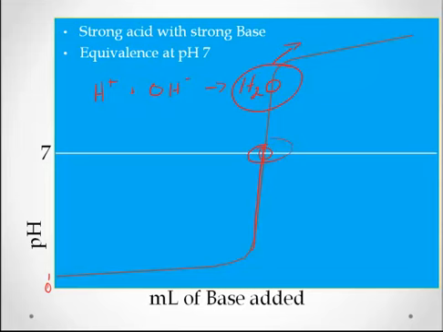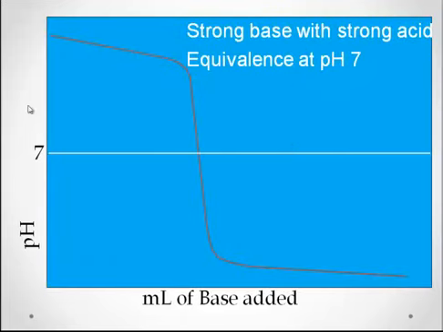Now, if we look at the opposite effect, a situation where we'll go ahead and do a strong base with a strong acid, we start up here, right? I mean, if you think about it, we're looking at the pH of our base, and we start dumping in some acid. And again, same situation. We still have the same reaction. We've got some OH- plus some H+ gives us some water. So we get our pH of 7 right there.